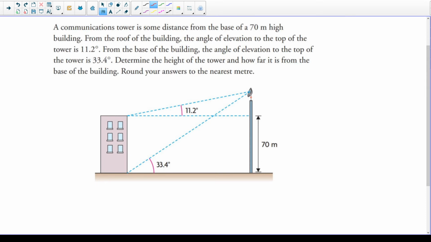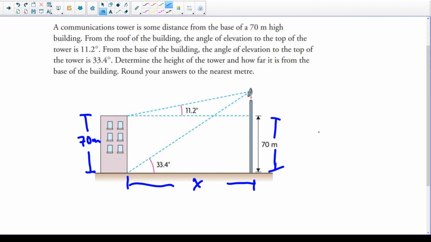It says a communication tower is some distance from the base of a 70 meter tall building. So we know that the building itself is 70 meters tall. We do not know how far apart they are, so I'm going to call this length x, okay? And all they did is they translated this height of 70 meters over to this side of the picture, which would match. So this would also be that 70 meters, right?